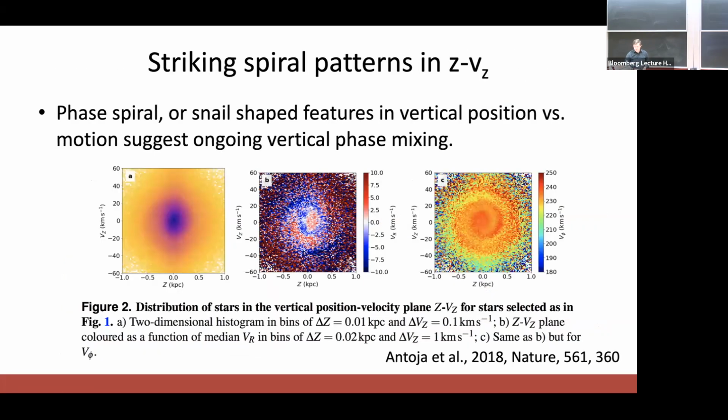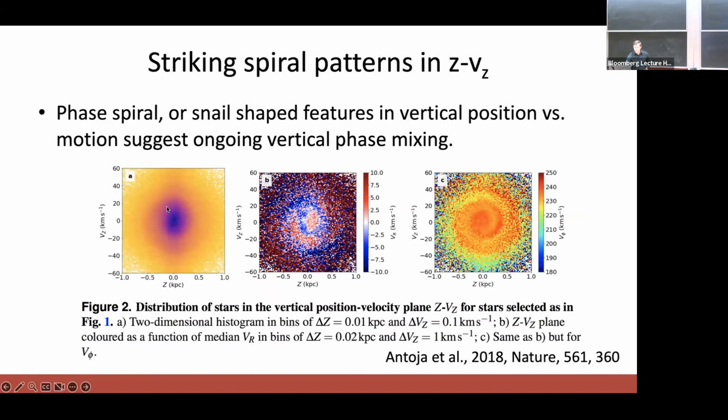The other thing that was found by Antoja and colleagues in that same paper was a striking spiral pattern in ZVZ, or Z V_Z, depending on where you're from. And Z is position above and below the disk plane. VZ is motion up and down. So this is taking a local volume and plotting vertical position versus vertical motion.